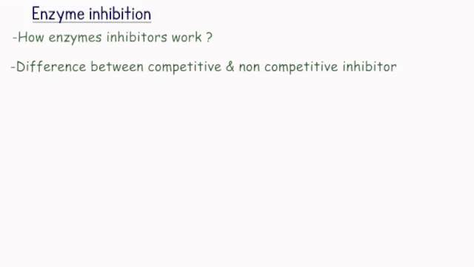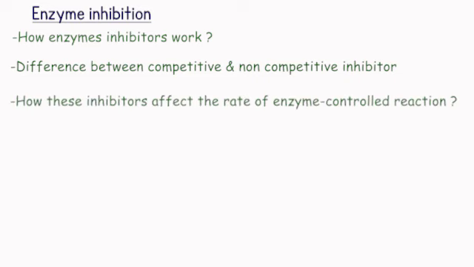What would happen if cells worked without any control? Cells will produce too many products, waste energy, and lose balance. This is why nature has a powerful control system called enzyme inhibition. In this video, we shall explore how enzymes work, the differences between competitive and non-competitive inhibitors, and how these inhibitors affect the rate of enzyme-controlled reactions. Okay, now let's get into it.